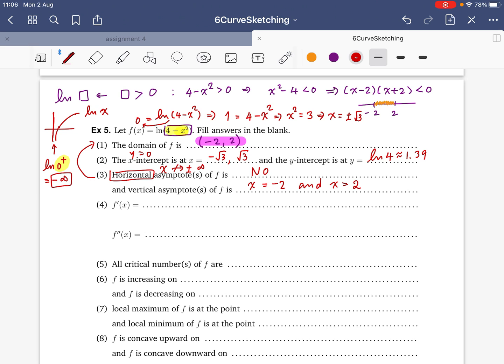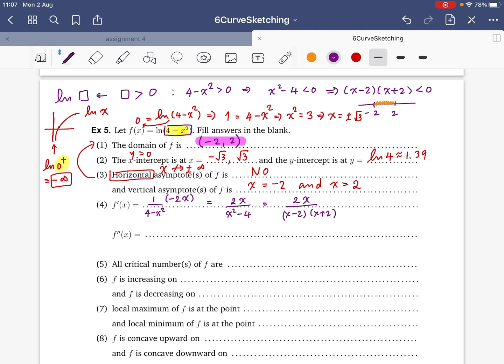Now for the derivative, the derivative of the log will be 1 over 4 minus x squared, and then multiply by the derivative of the inside, which is negative 2x. So here we got negative 2x over 4 minus x squared. I'll just get rid of that negative, so it becomes 2x over x squared minus 4, or it is 2x over x minus 2 and x plus 2. Are we all right?